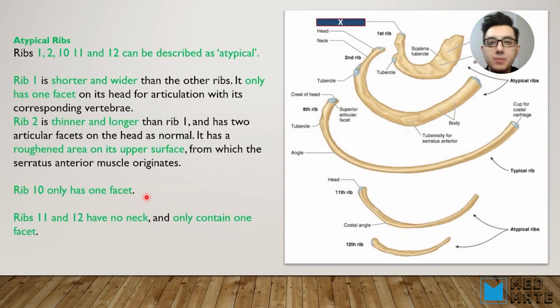So, what are the atypical ribs? Ribs number 1, 2, 10, 11, and 12 can be described as atypical ribs. Why? Because they have some specific structures that are different from other ribs. Rib 1 is shorter and wider than the other ribs. You can see rib number 1 here, how short it is and how wide it is in this part specifically. That's because the subclavian vein and subclavian artery pass through grooves located on rib number 1.